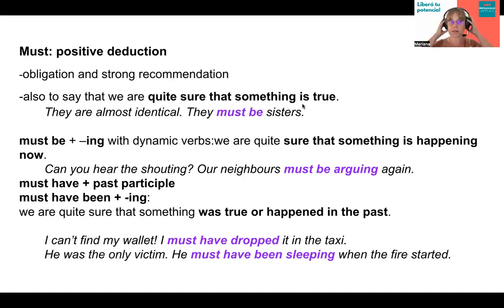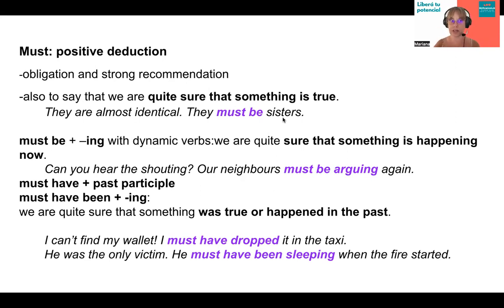So that means that you are quite sure that something is true. For example, you are looking at two girls and two sisters, and you say they are almost identical. They must be sisters. So this is a deduction, positive deduction for the present.